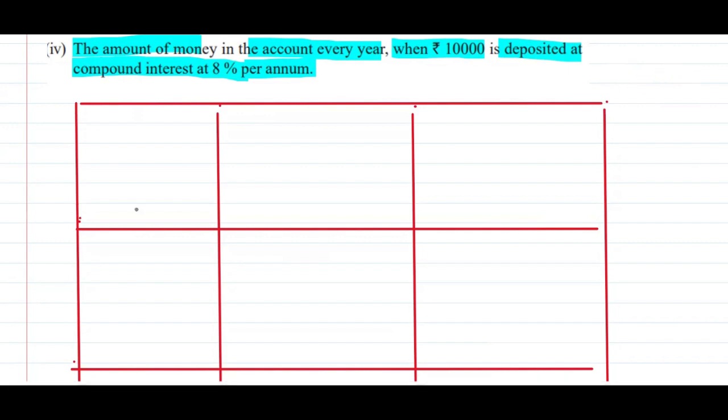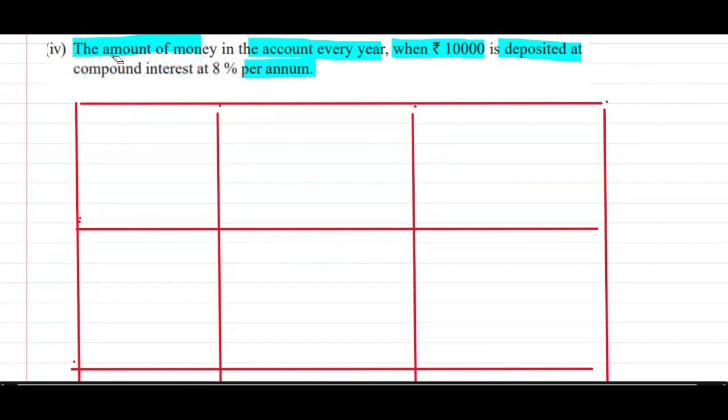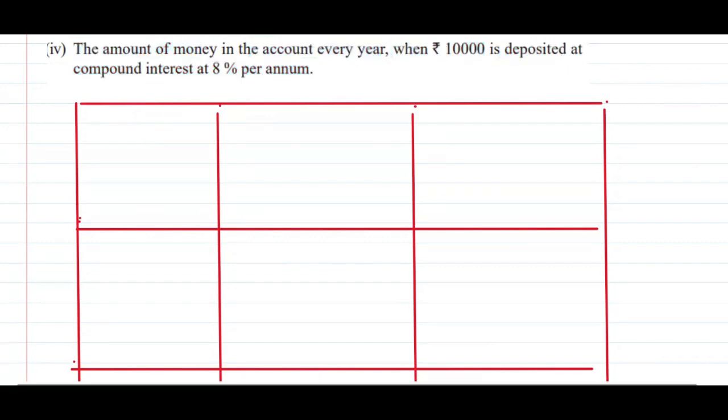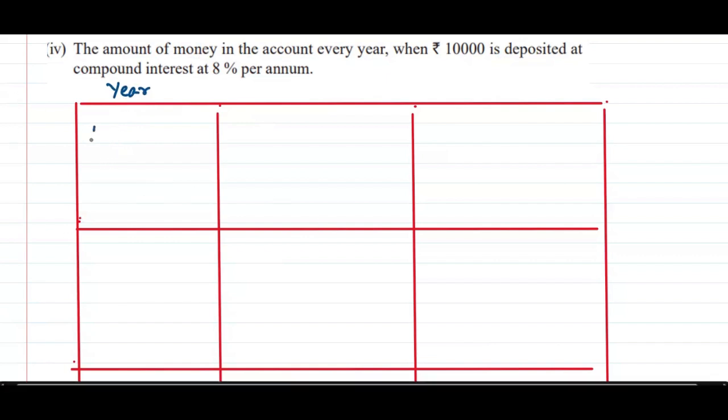Now let's start. I prepared a tabular form so that it's easy for us. The first thing here, we can write as the year, and then the amount. Okay, I'll use the black pen so that it's darker.